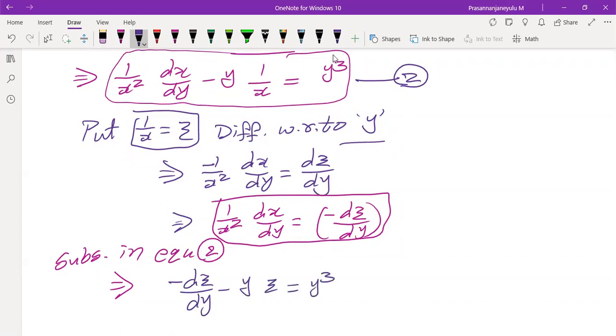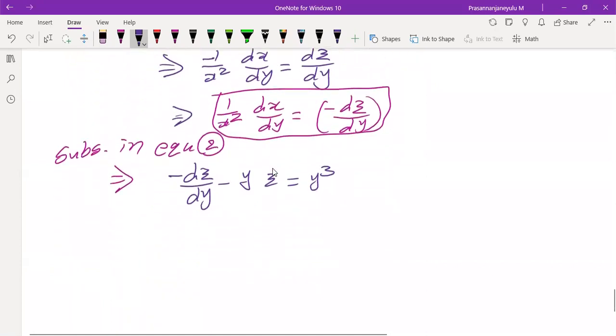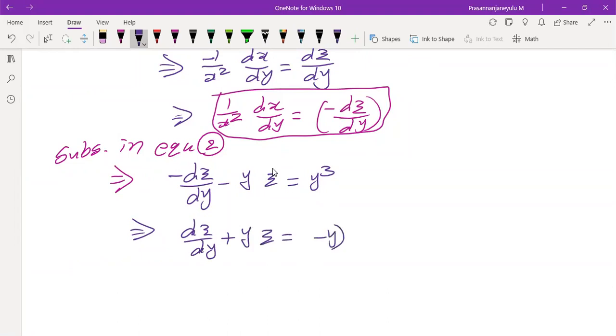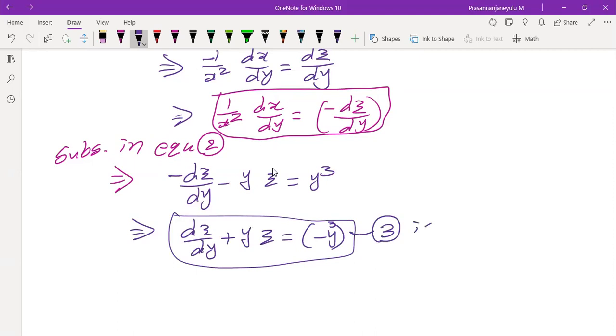On both sides, what we have to do? Multiply with minus 1 because the dz by dy coefficient should be only 1. So dz by dy plus y into z is equals to minus y cube. Now observe that it is a linear DE in z. Equation 3 is a linear DE in which variable? Z variable.